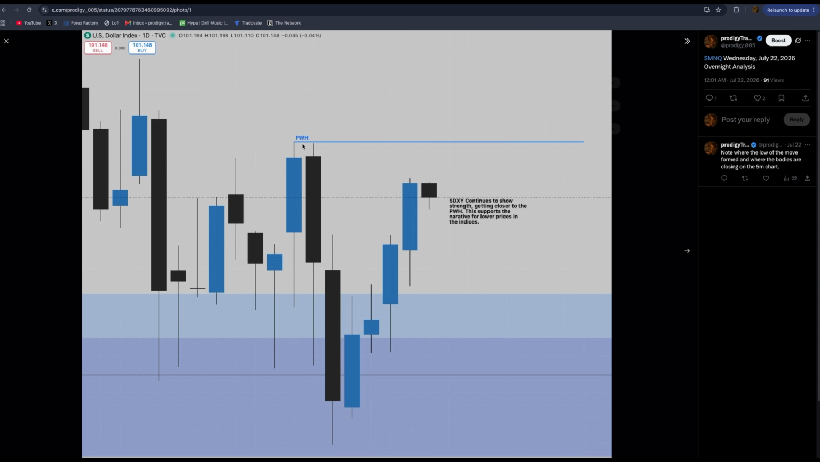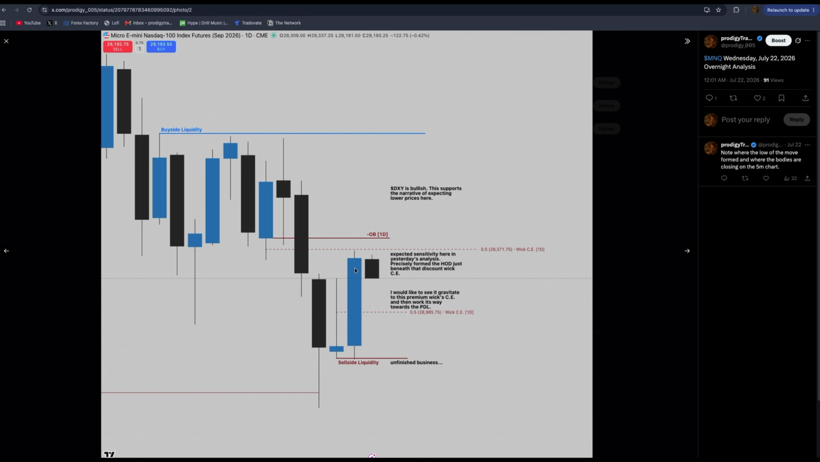Clean relative equal highs there on the daily chart. And again, with that in mind, I anticipated lower prices in the indices. The daily chart, we can see Tuesday's candle here, which is this large up close candle.